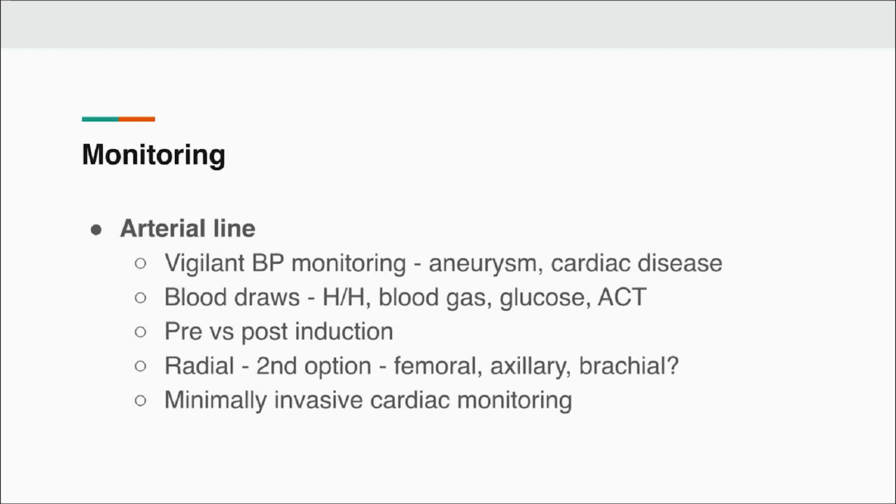Also, one of the new monitors that we're seeing are minimally invasive cardiac monitoring, and they have some algorithms that read the area under the curve of the arterial line, and so they can actually tell us a patient's cardiac output and index and systemic vascular resistance just based off of the arterial line waveform.